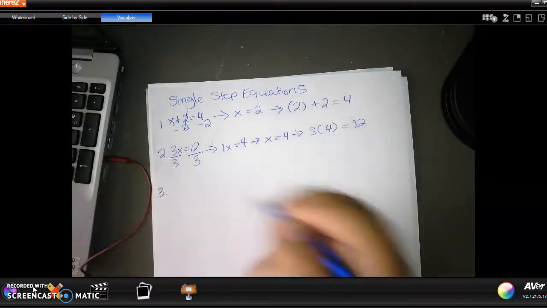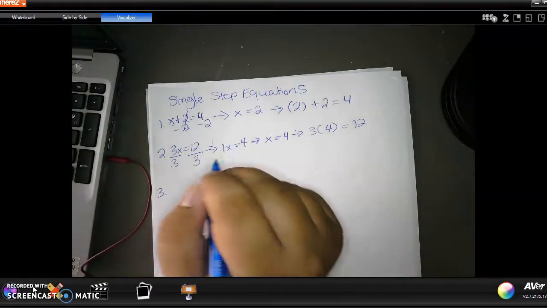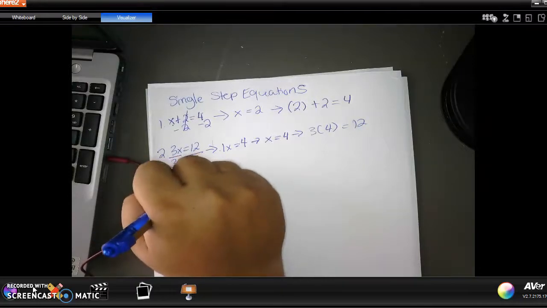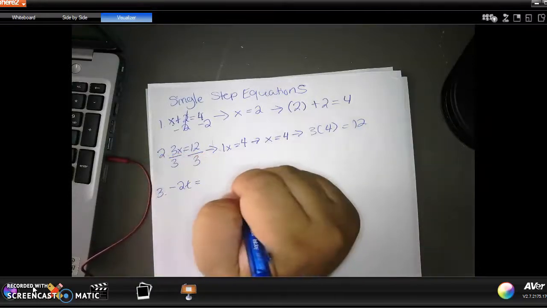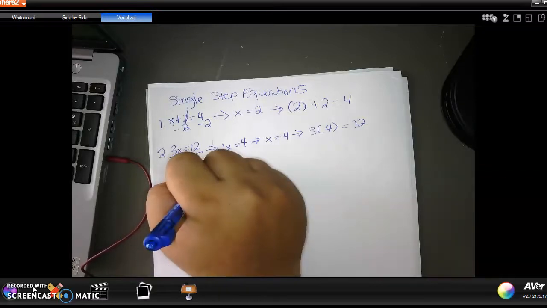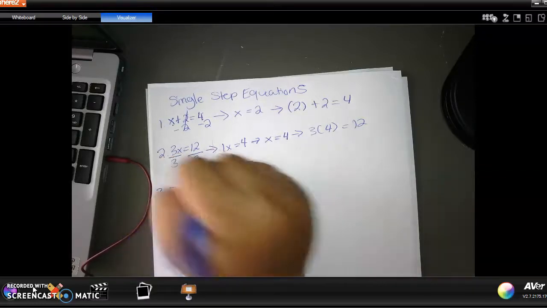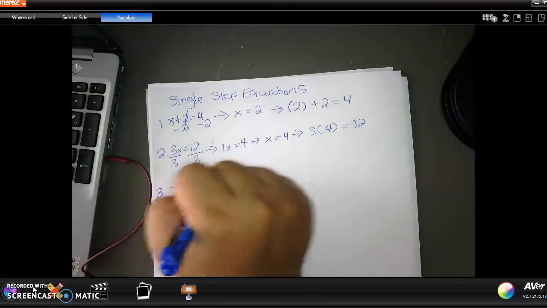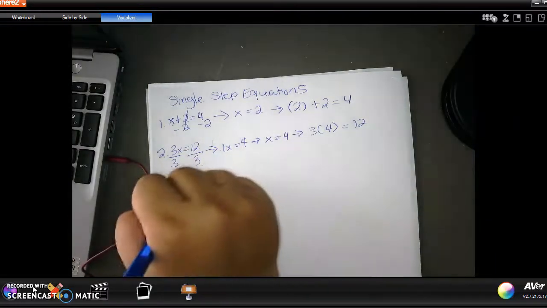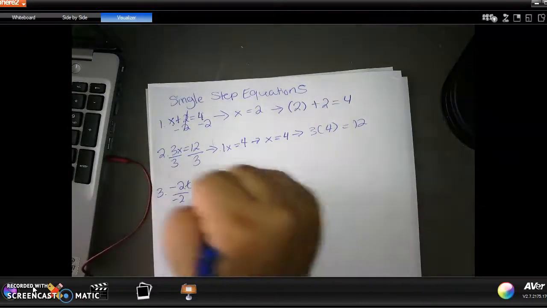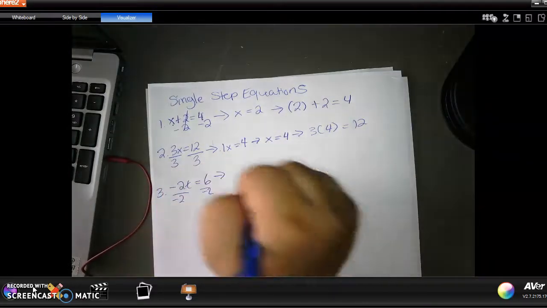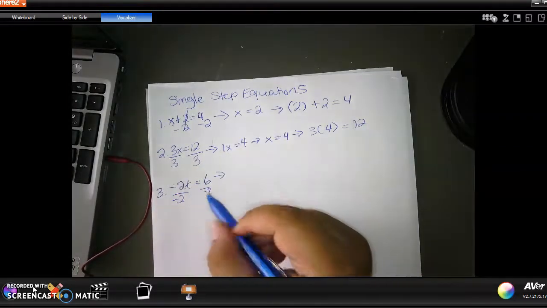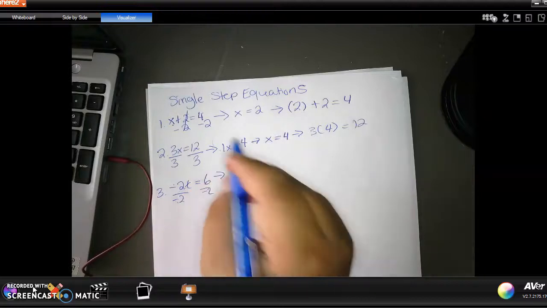Okay, let's do another one. Let's do one with a negative number. So let's do negative 2x equals, let's say 6. Alright, again, we're going to have to do the opposite. So I have negative 2. I'm multiplying it here, so I have to divide by negative 2 on both sides. So negative divided by negative is a positive. 2 divided by 2 is 1, so this is positive 1.